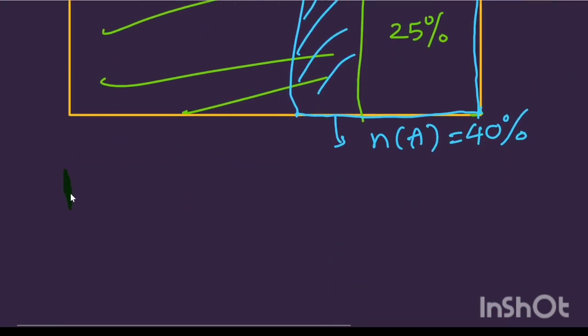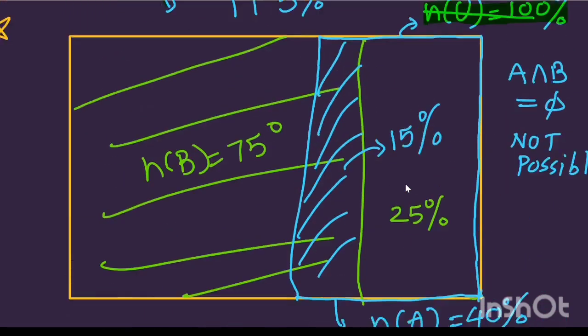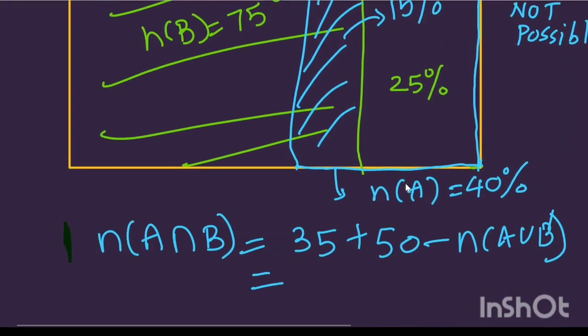Or else you can also think of it like this: n(A intersection B) is n(A) plus n(B) minus n(A union B). So this is 75 and this is 40. Just a minute, guys. So n(A) and n(B), 75 plus 40, which is what, guys? Which is 115.